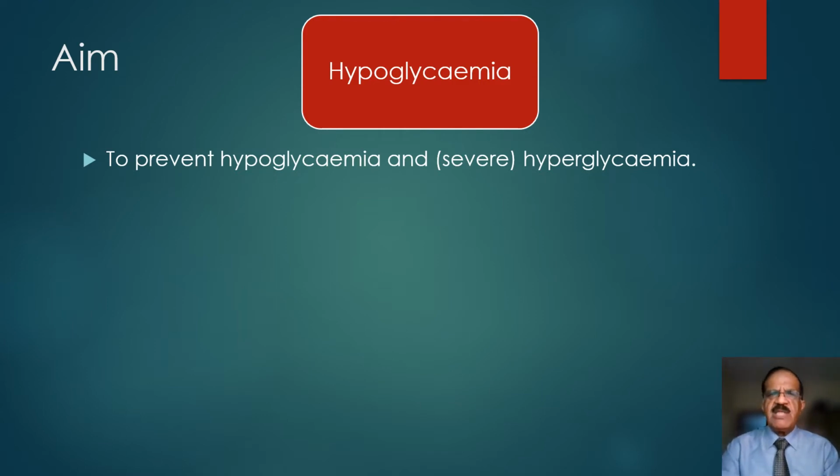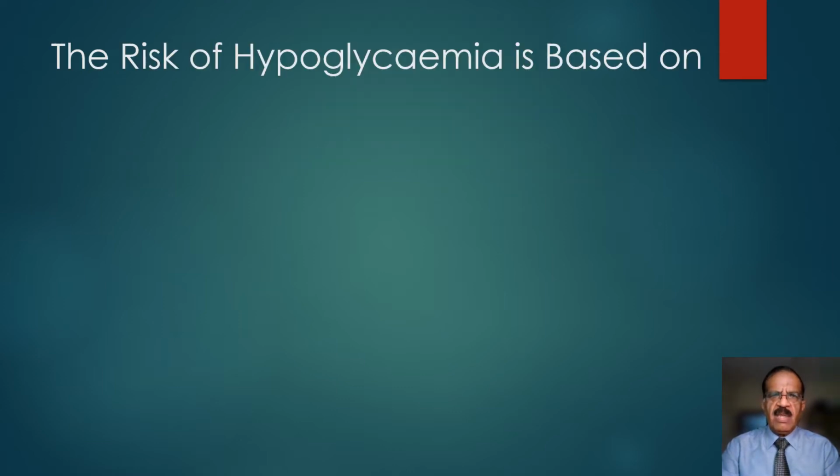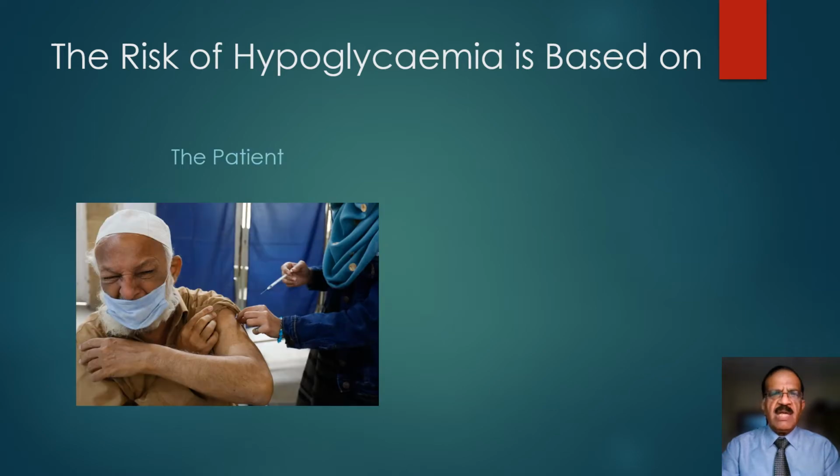So modest hyperglycemia for a short period, for only 30 days, perhaps would not be much damaging, because whenever we try to prevent hyperglycemia, there is risk of hypoglycemia. So that is our objective, and that is the reason why we have made these recommendations. The risk of hypoglycemia is not the same in every individual with diabetes. Now, there are two main factors. One is the patient himself, the profile of the patient. I will just show you various factors related to the patient which predispose him to hypoglycemia.